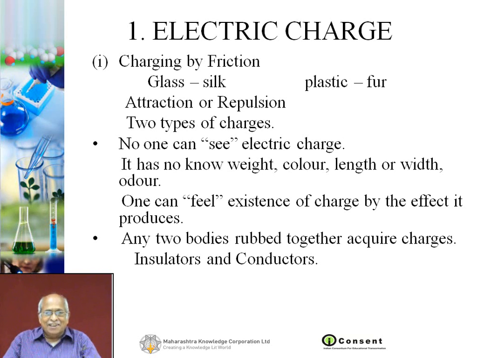So by convention, charge on glass rod was regarded as positive charge, and charge on the ebonite rod was considered to be a negative charge. So in this way, we have two types of charges termed positive and negative.